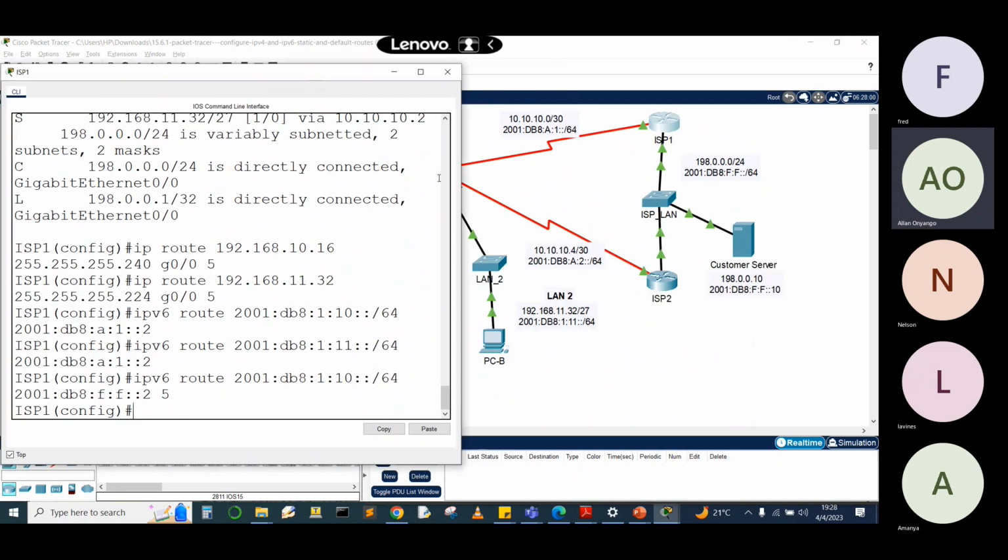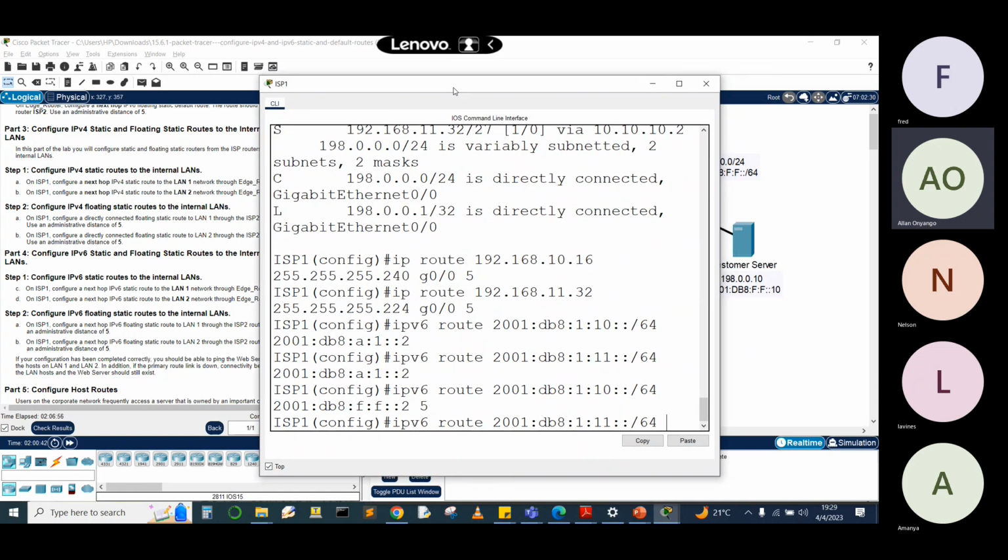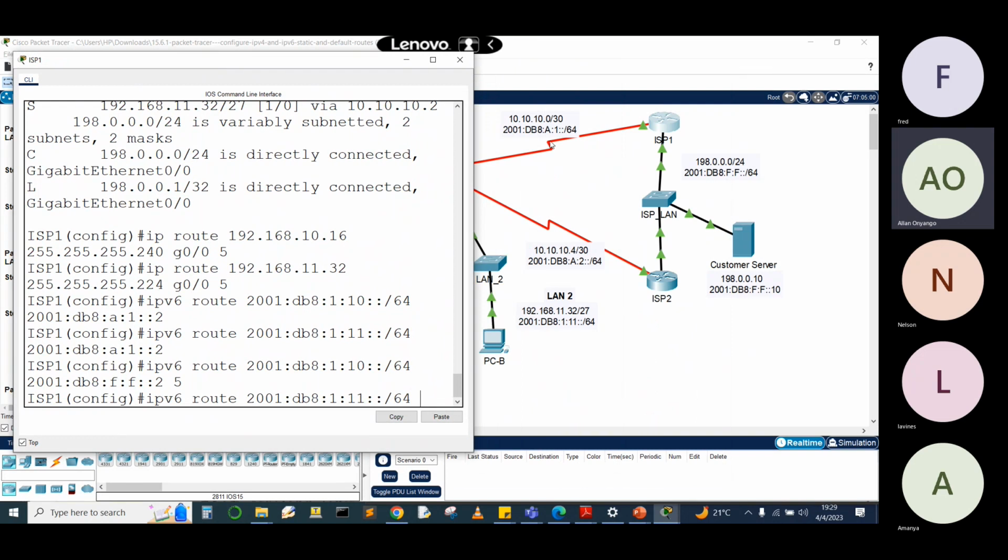Let's do the same thing, this time around for LAN 2. LAN 2 is right here. So we say IPv6 route 2001:DB8:1:11, it's actually not 11, it's 11::/64. That is for LAN 2 network. We need to put the next hop because we're still using the next hop. It's floating, and the next hop, like we did say, you're going to just add 2 after the double colon.